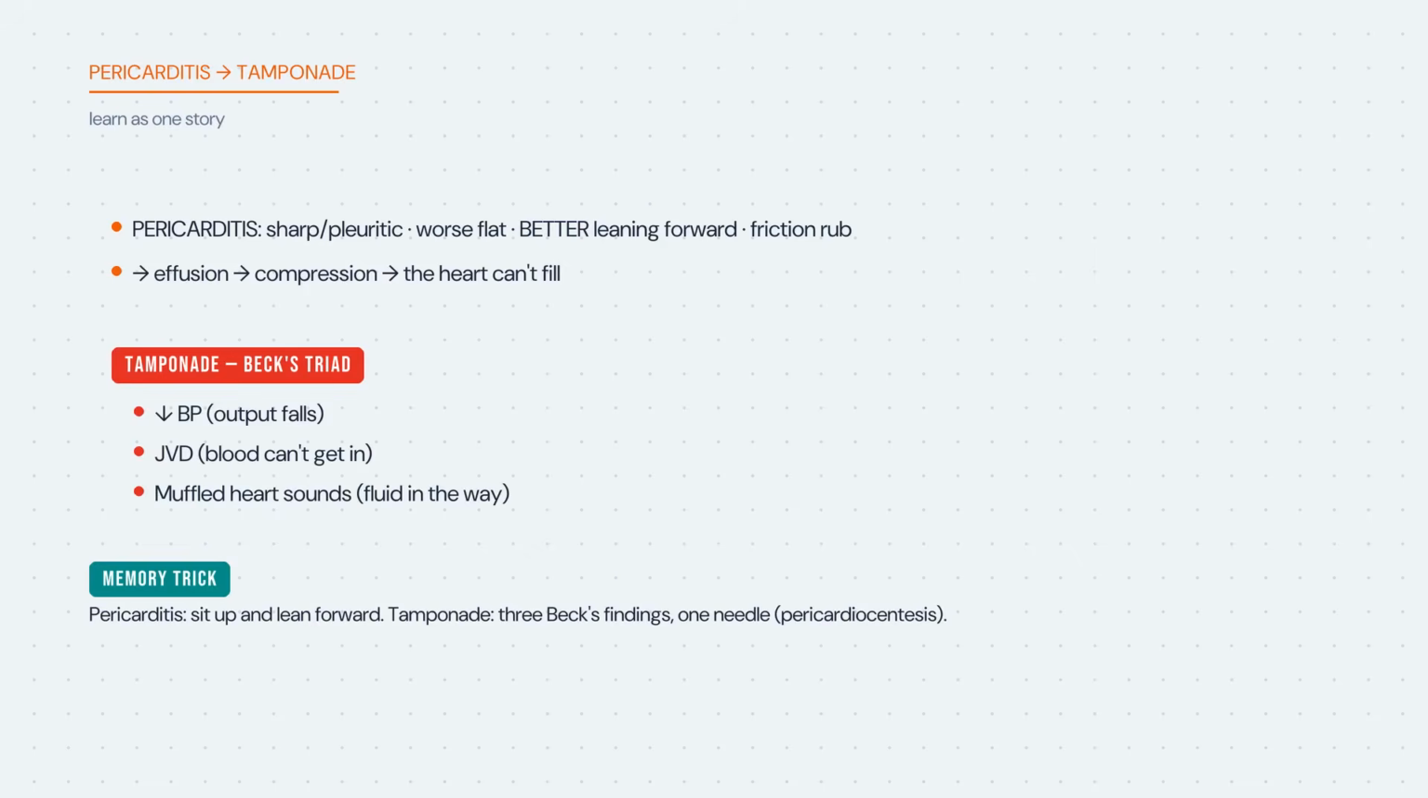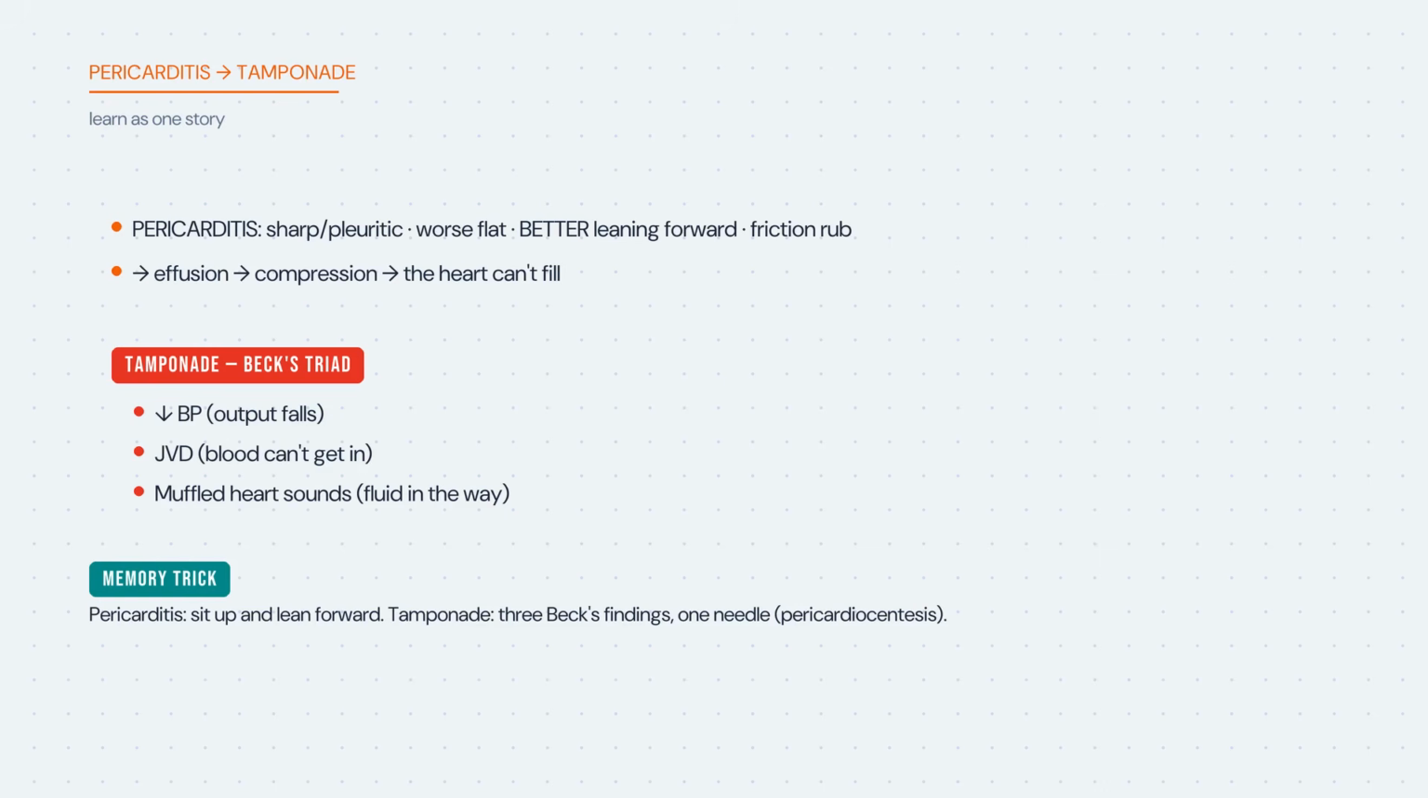The sac around the heart. Pericarditis is inflammation of that sac. The pain is sharp and pleuritic. It worsens with a deep breath and when lying flat. And it improves when the patient sits up and leans forward. That positional relief is the classic tell. You may hear a friction rub.